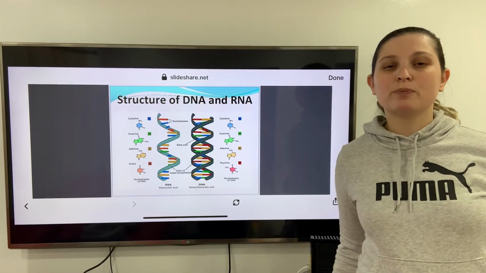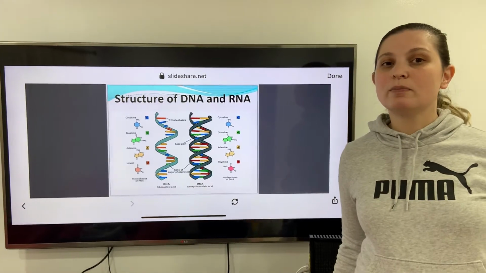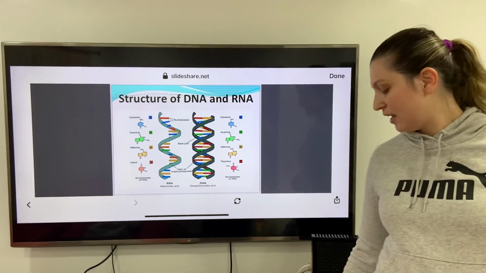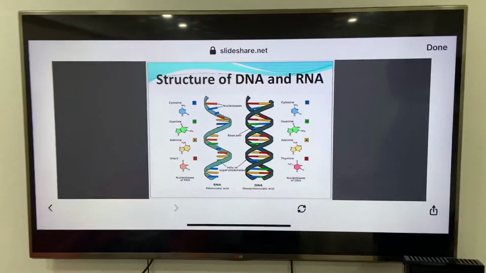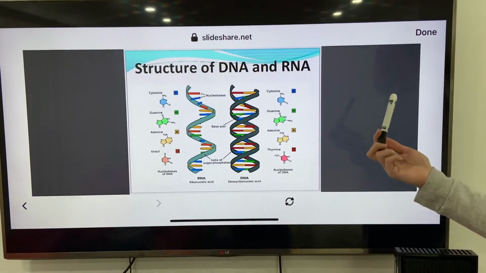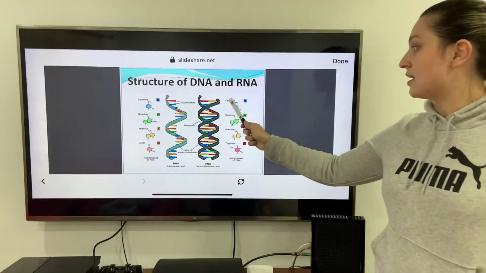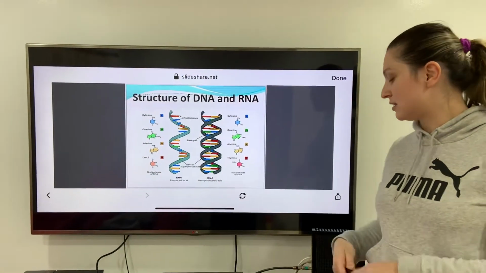Before I talk about protein synthesis and why it's important to make a protein in our cells, let's talk first about DNA and RNA. DNA is the abbreviation of deoxyribonucleic acid and RNA is ribonucleic acid. As you can see, DNA is a double strand while RNA is a single strand.